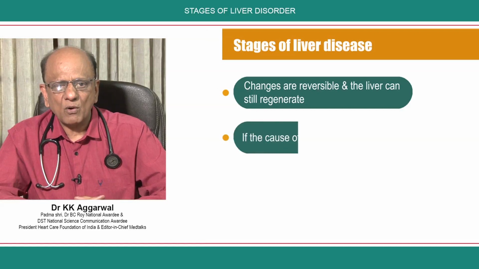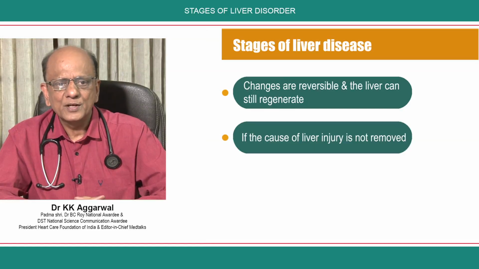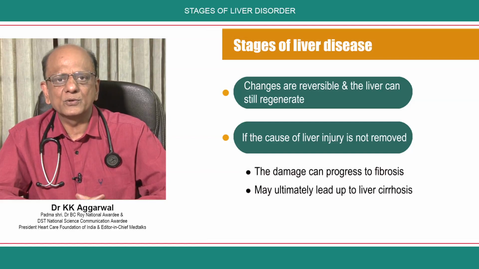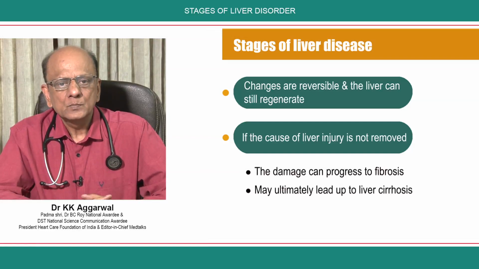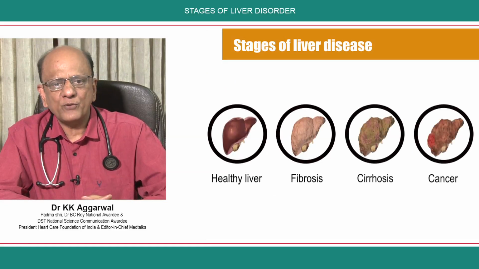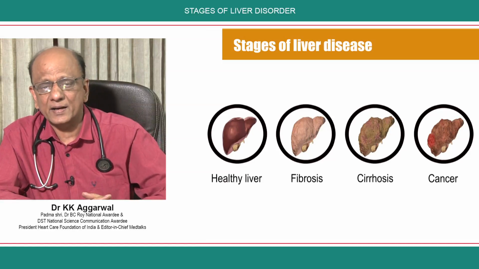However, if the cause of liver injury is not removed, the damage can progress to fibrosis, which may ultimately lead to liver cirrhosis. So you can see here in the image a healthy liver leading to fibrosis, leading to cirrhosis, and may end up with cancer and death.